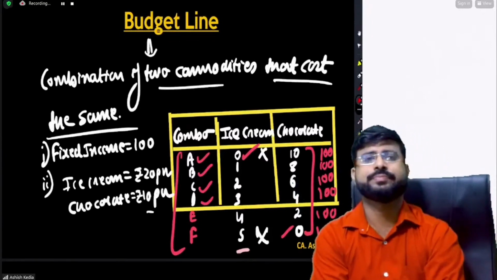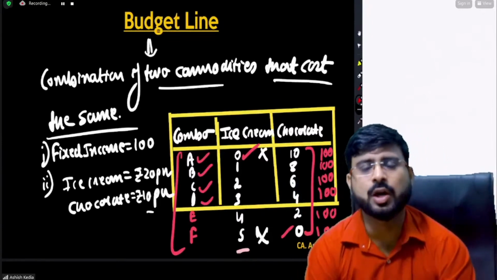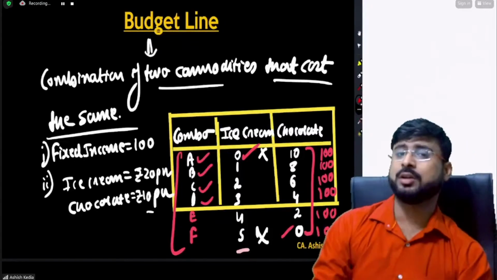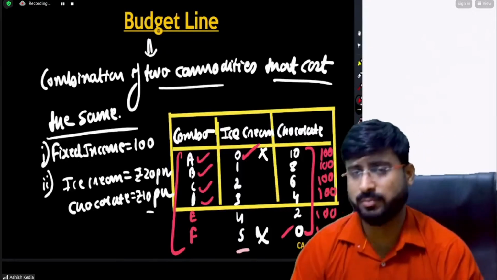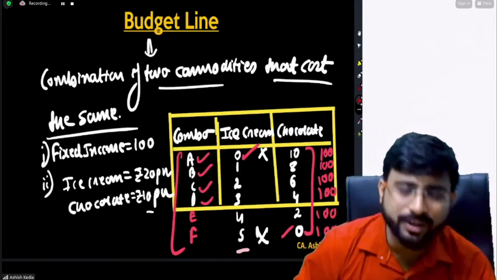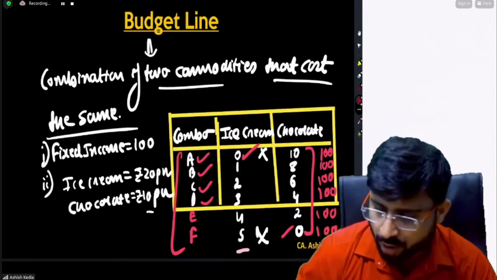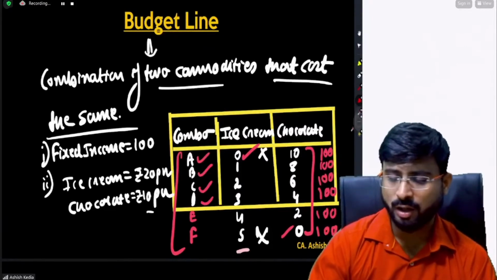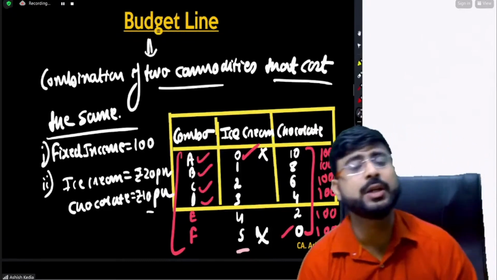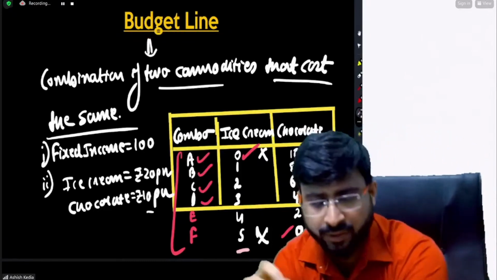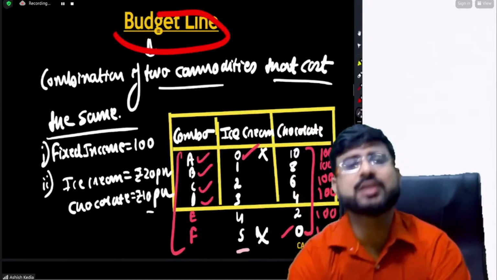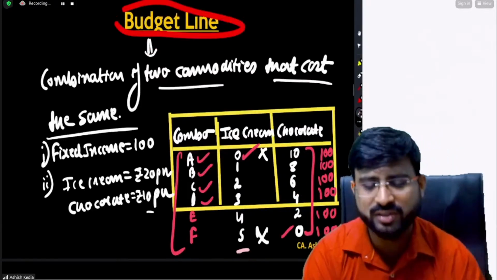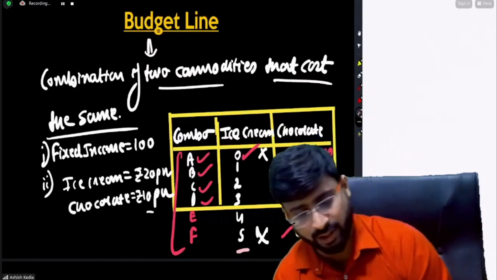Okay, let's go now. So friends, now we talk about budget line. You will remember, in order to arrive at equilibrium, what did we study? In order to arrive at equilibrium, both the indifference curve and the budget line should intersect one another.